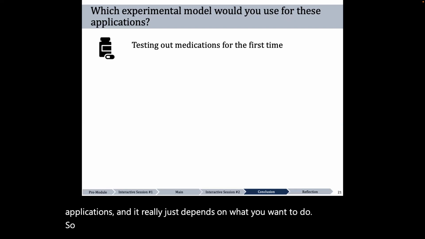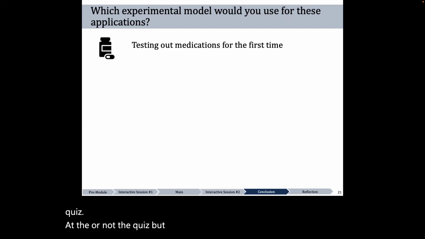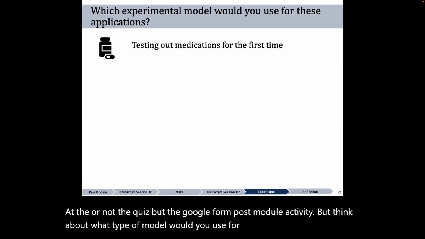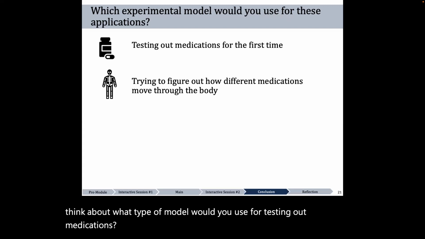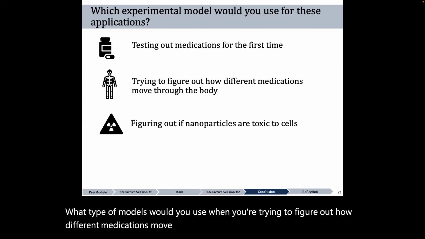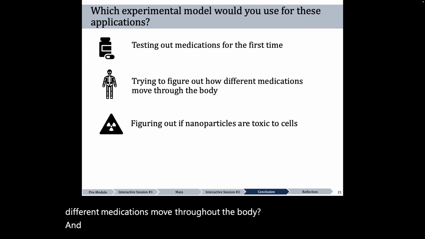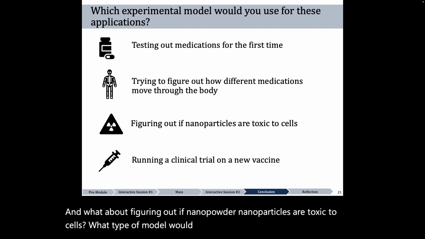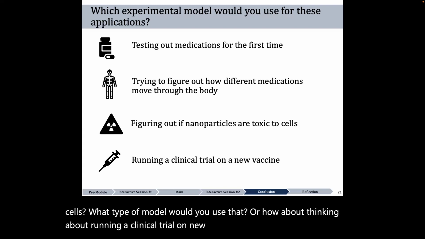These are things that I will also add in the Google form post-module activity. Think about what type of model you would use for testing out medications. What type of models would you use when you're trying to figure out how different medications move throughout the body? And what about figuring out if nanoparticles are toxic to cells? What type of model would you use then? Or how about running a clinical trial on a new vaccine? What type of animal models would you use to study this?